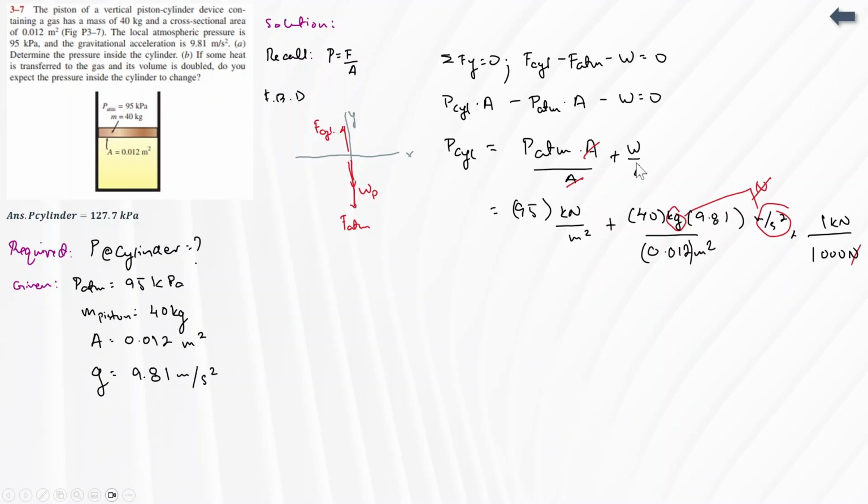So 40 times 9.81 divided by 0.012 meters squared. And then, of course, it's kilonewtons, so convert to kilonewtons, and then all units will cancel out. So kilogram meter per second squared is newton. Converting that to kilonewtons, factor that out, so making kilonewton per meter squared. So the pressure here of the cylinder is 127.7 kPa. So that's one of the basic ones. So let's go back.